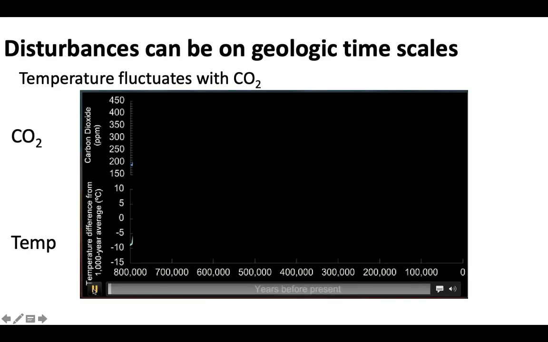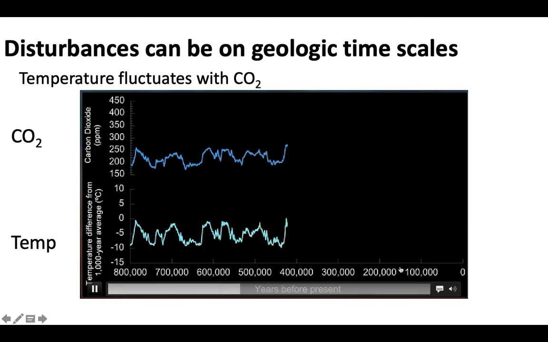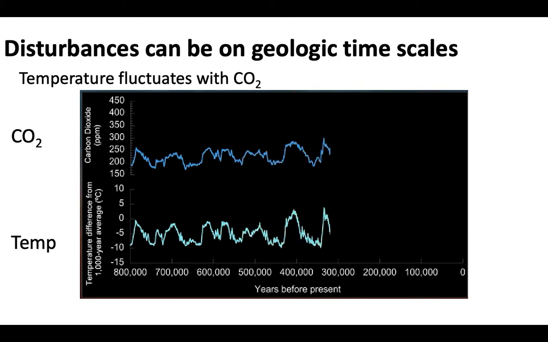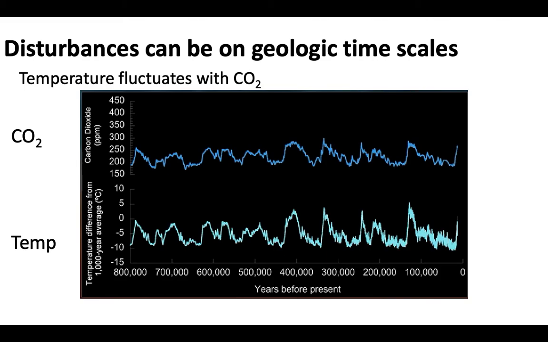And take a look at this image. We've got carbon dioxide on the top over time, and we've got temperature on the bottom over time. You can see, again, as we talked about at the start of the year, how tightly correlated these two are, right? As CO2 increases, temperature increases. When there's a spike in one, there's a spike in the other.